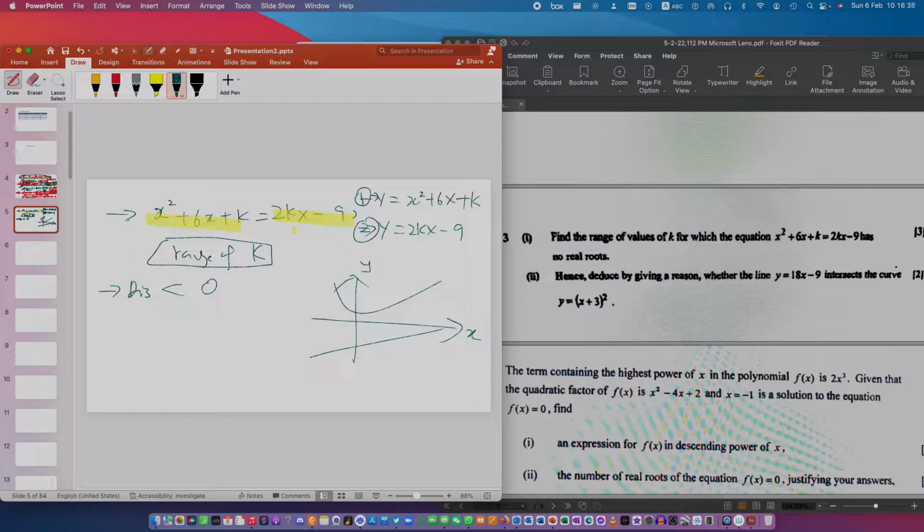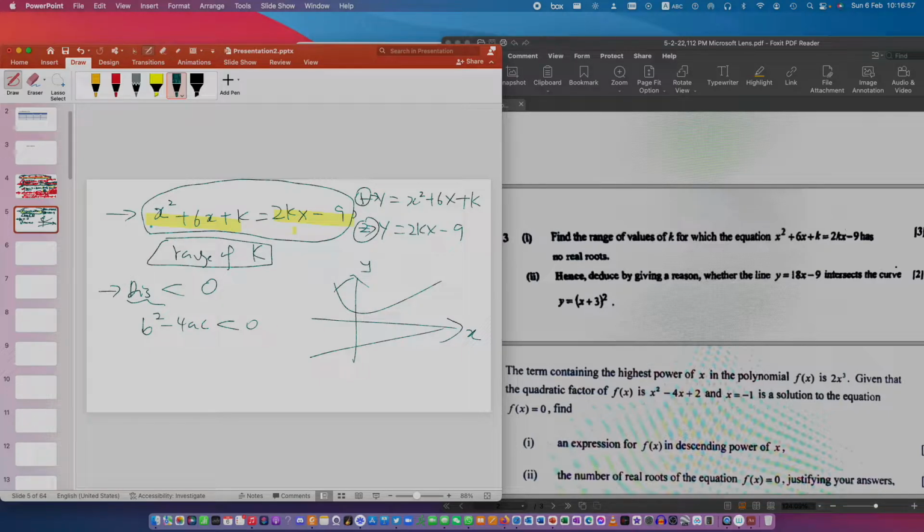Basically, you take b square minus 4ac. That's the discriminant, right? So now what you need to do is rearrange this first, because it is not in the right format. Can I take a look whether you have rearranged correctly?